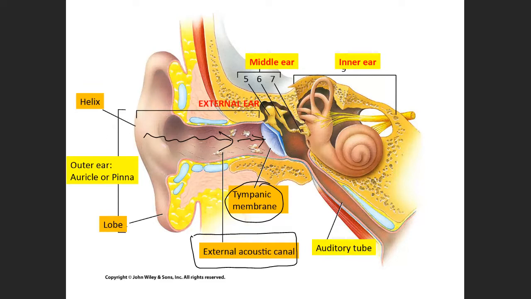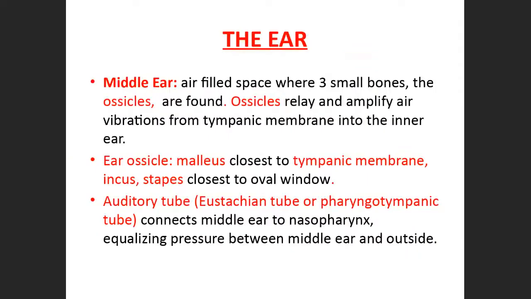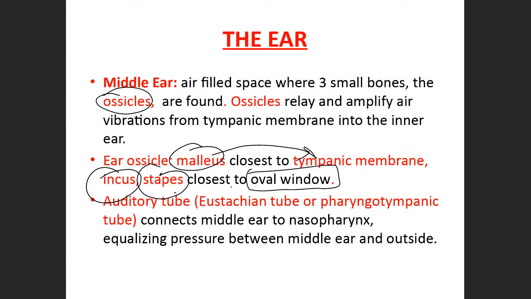Those vibrations are now transferred into the middle ear. The middle ear is made of 3 bones, the ossicles. The bones are the malleus, incus, and stapes. The malleus is the one closest to the tympanic membrane. The stapes is the one furthest, so it is closest to the entrance into the inner ear, which is the oval window.